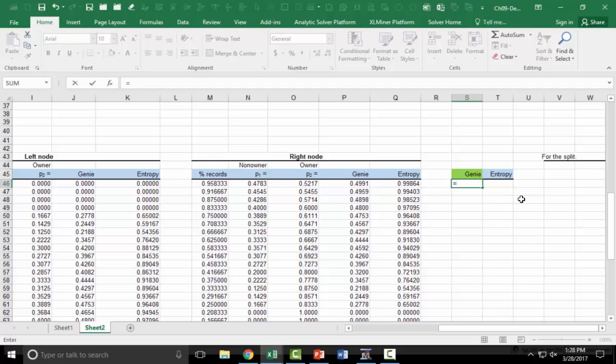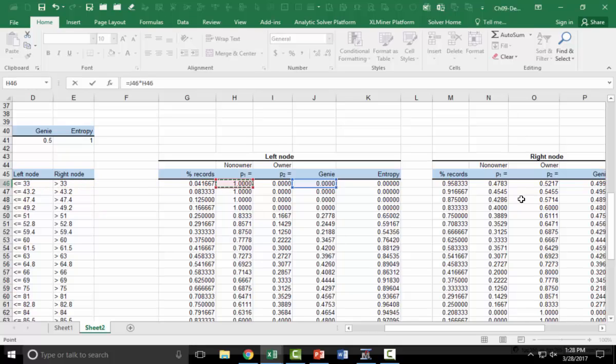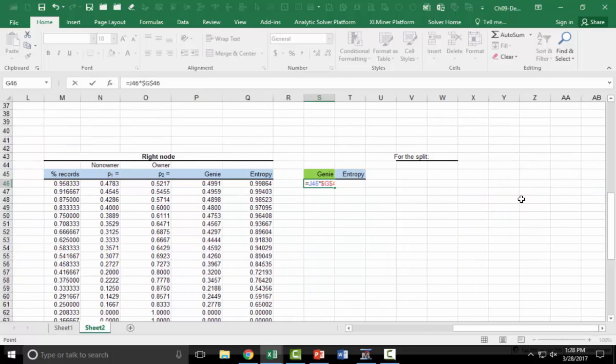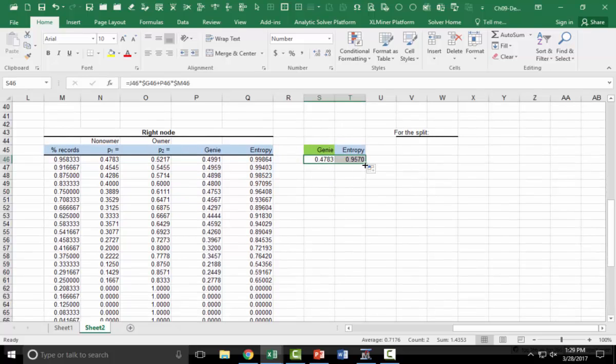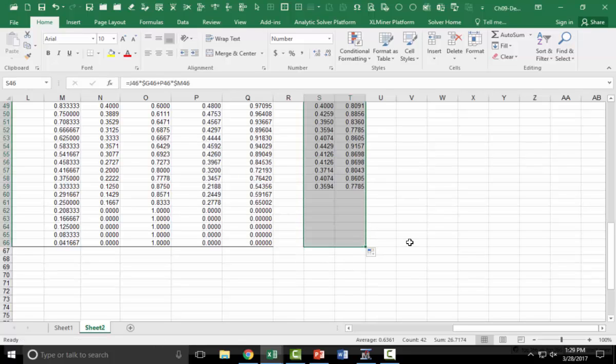So now we have the Gini times the proportion of records. The row should change as we copy down, so we keep the column the same, plus the right side Gini times the proportion of records, and once again we keep the column the same and the row different. Alright, so we copy that over there, and you get the weighted average of the Gini and entropy.